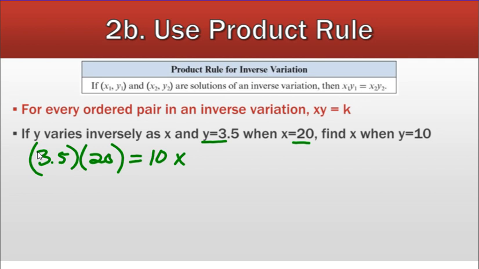So now I have 3.5 times 20, which is 70. 70 equals 10x. To get x by itself, I divide by 10. X would equal 7.